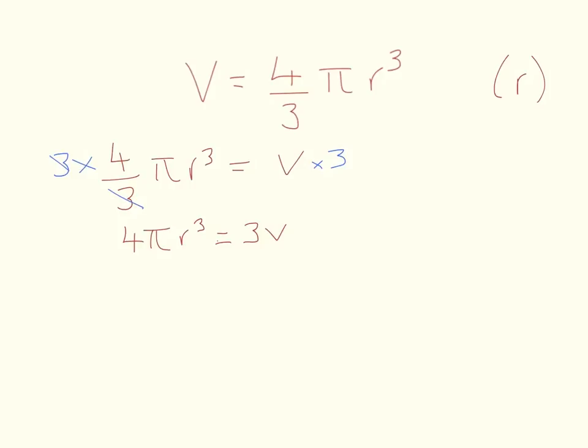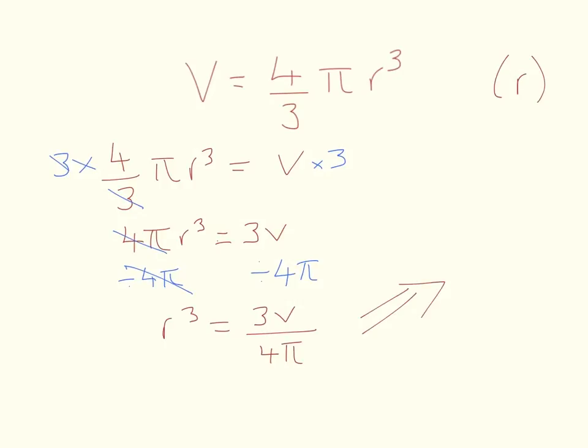Okay, now on the left hand side I've got 4 pi r cubed. So this 4 pi, these are both values, these are multiplying the r cubed, so I can just divide both sides by 4 pi. By doing so, these will cancel down. I'll be left with r cubed equals 3v over 4 pi. I am not finished yet though. I'm just going to put this over to the side here. My goal is to make it r equals. I want the subject of the formula to be r, not r cubed.